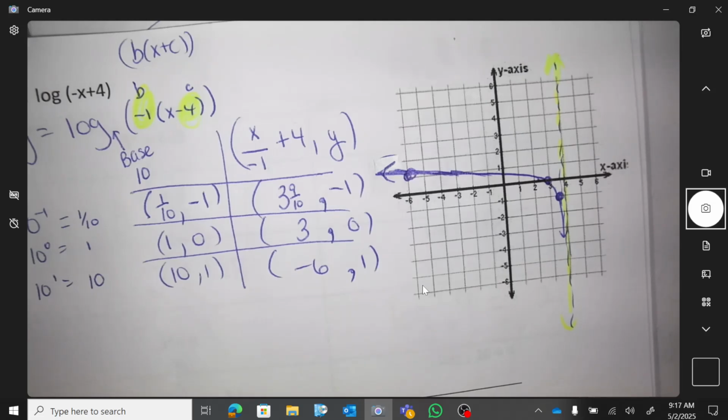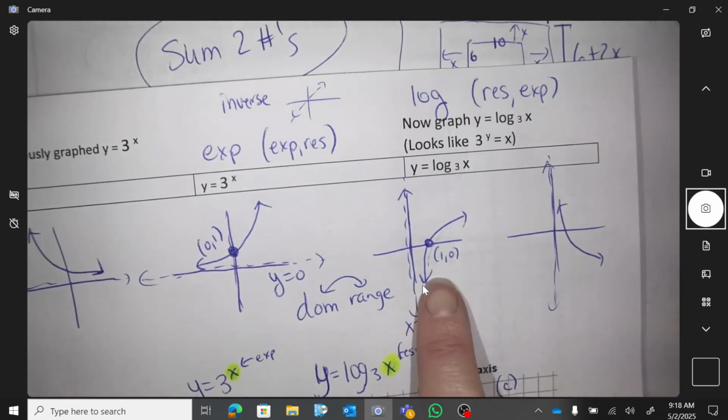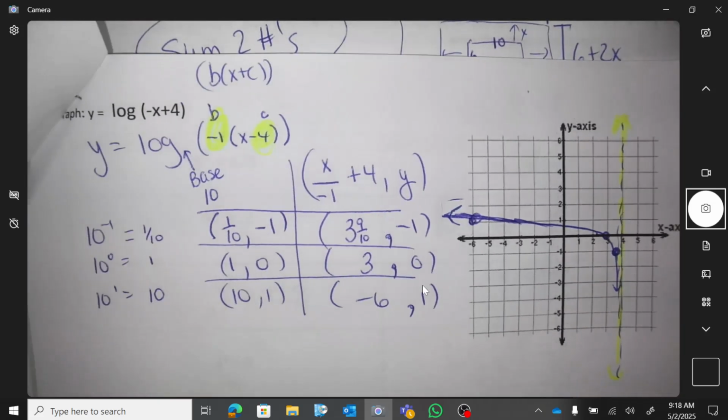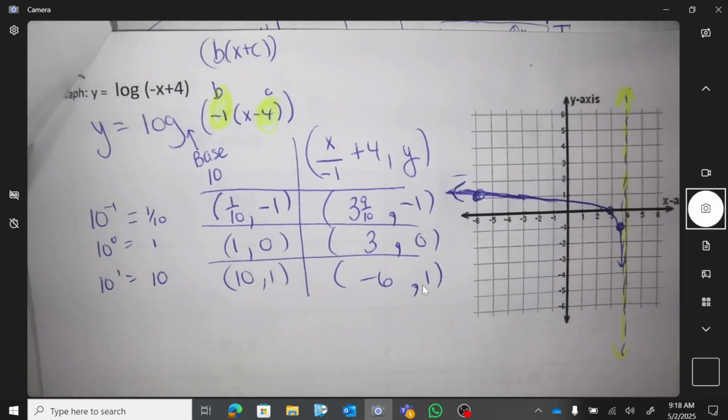Okay, I should know the direction. Why? Because normally logs go that way to the right, but that -b caused it to be going that way instead, right? That's that reflection part.